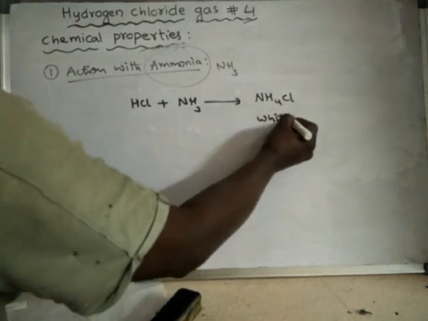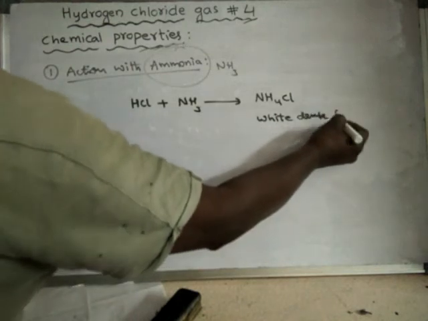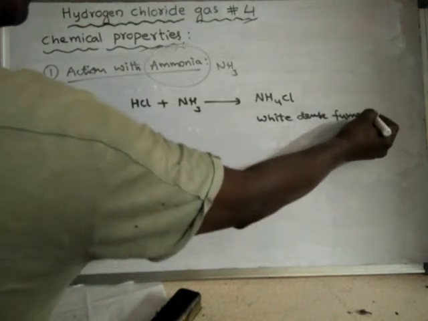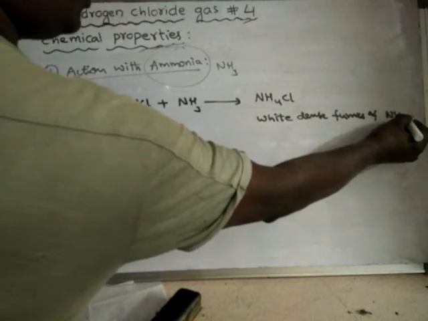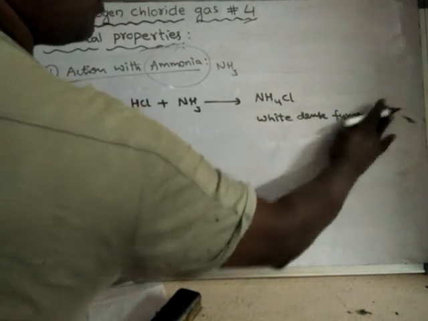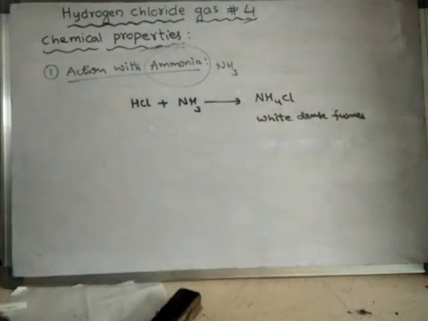White dense fumes of ammonium chloride are formed. When HCl gas is mixed with ammonia gas, dense white fumes are formed. The dense white fumes are due to the formation of solid ammonium chloride particles which are suspended in air.